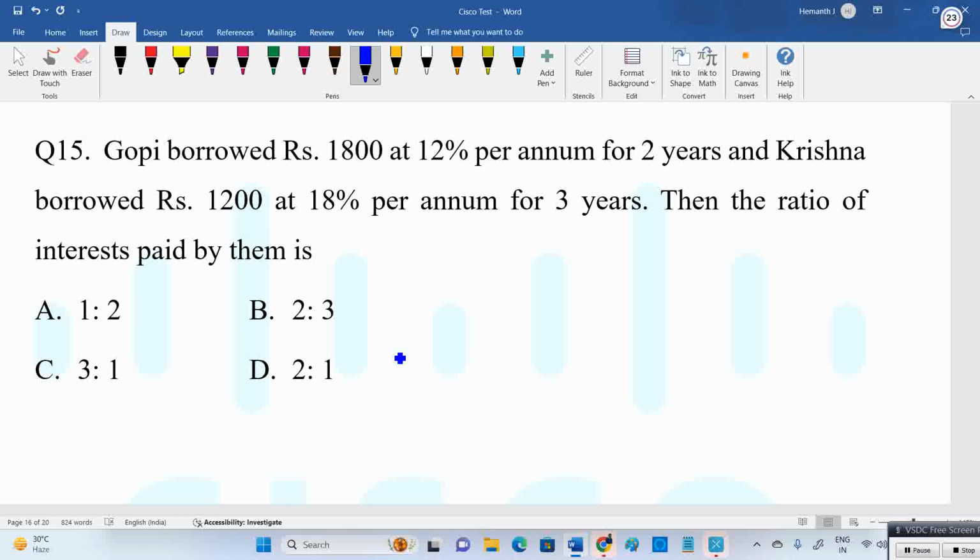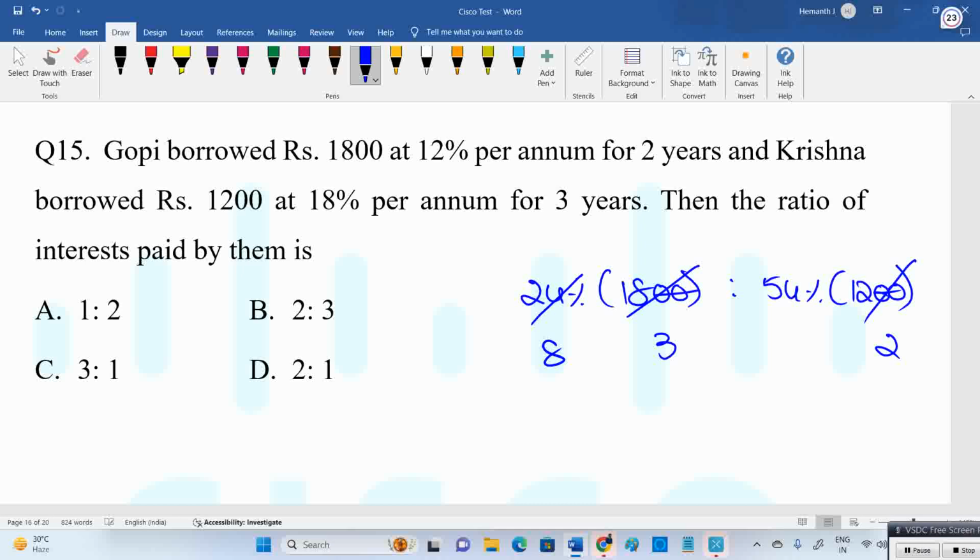So 12% per annum for 2 years means 24% is the first one, interest on 1800. Second one here, 18% per annum for 3 years means 54% on 1200. So this is 24 times 18, against 54 times 12. Cancelling, 2 ones, 2 fours, 3 ones, 3 sixes. 2:3 is the answer.